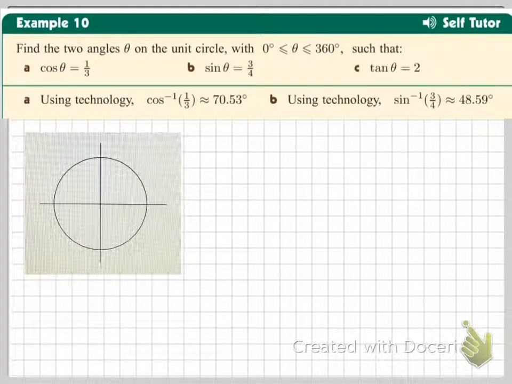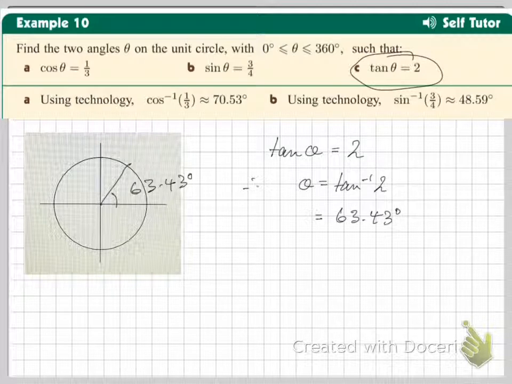Now, part C of this example, we've got tan theta equals 2. So we have to work out what the angle is. Right, the calculator gives us the smallest angle that has a tan of 2, and that's 63.43 degrees. We have to work out if there is another one in the range 0 to 360 degrees that also has a tan of 2. Alright, what quadrants have a positive tangent? We can see that it's the third quadrant that has a positive tangent.